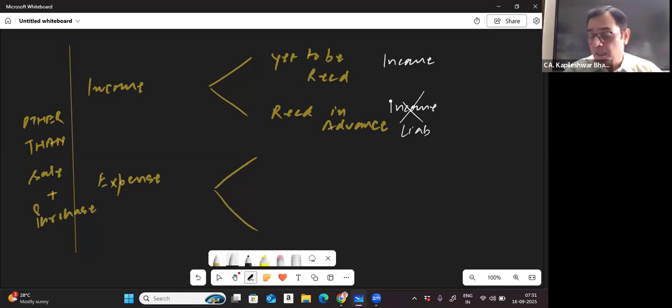So let me give you three inputs now. Tell me whether you book the income or not. Income for the current year received. Shall I book the income? Yes, I'll book the income. Next, income for the current year not received. Shall I book the income? Yes, I'll still book the income. Okay, income received for the next year. Shall I book the income or a liability? I'm going to book a liability. Super. So I guess we are clear with the concept of income.